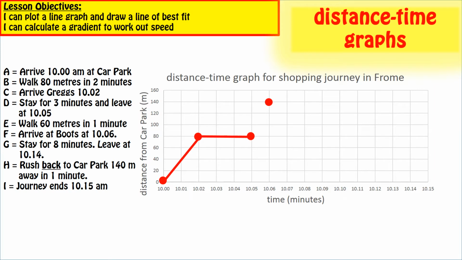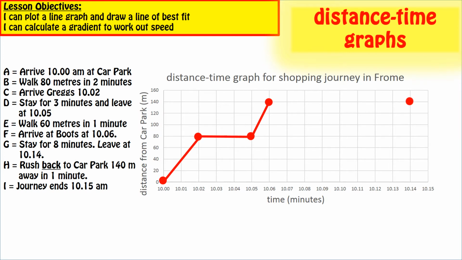And then we're going to be walking 1 minute, 60 metres in 1 minute. So we were 80 metres from the car park, so we walk another 60 metres from the car park, so that adds up to 140 metres altogether. And then we connect that.